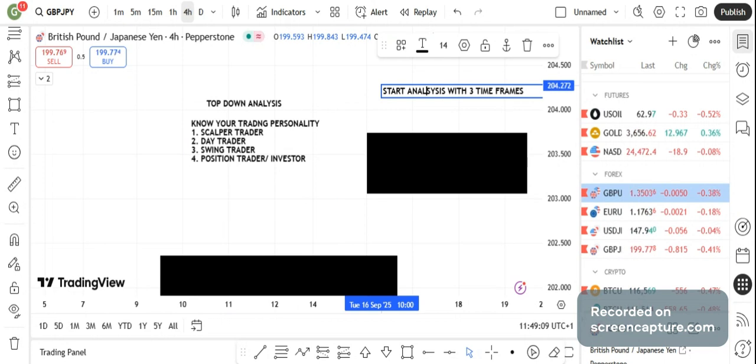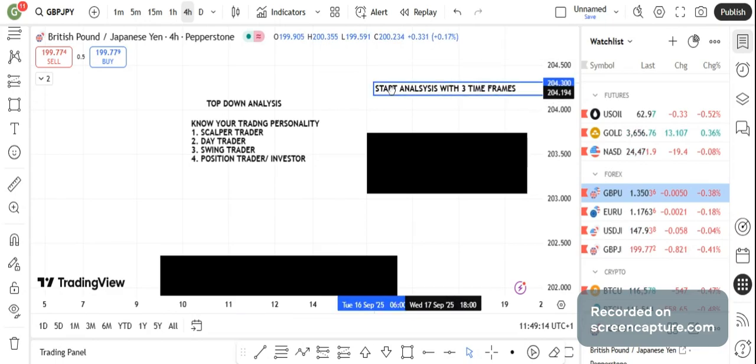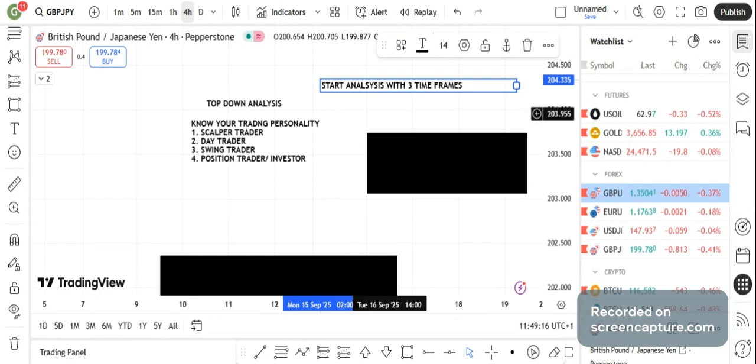Now, this depends on you. If you want to be a scalper, then you will have to choose three time frames, which will be the lower time frames. If you want to be a day trader, you will have to choose three time frames that you will be working on as a day trader. And if you want to be a swing trader, you have to choose three time frames that you'll be working on. And if you want to be an investor or position trader, you have to make sure you have three time frames that you'll be working on to do your top down analysis.